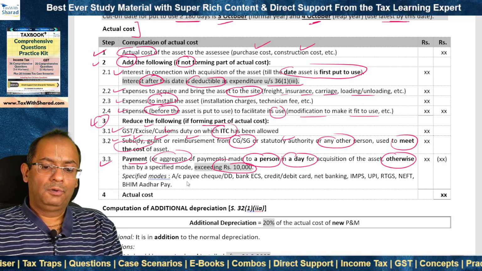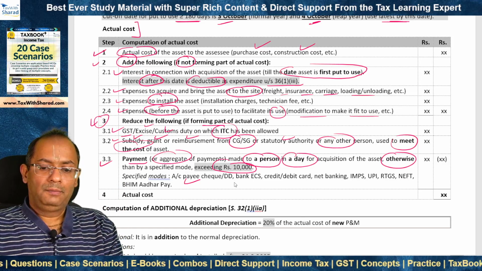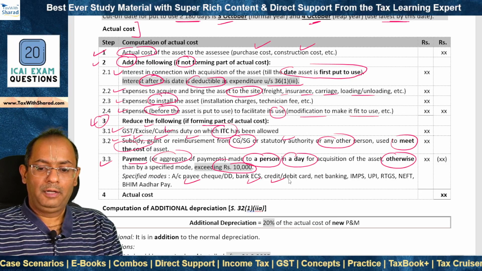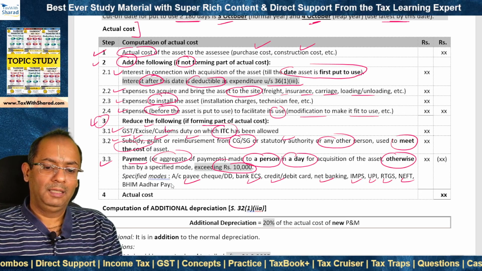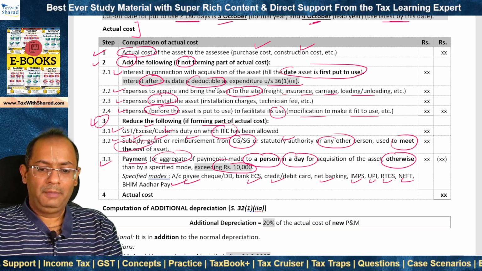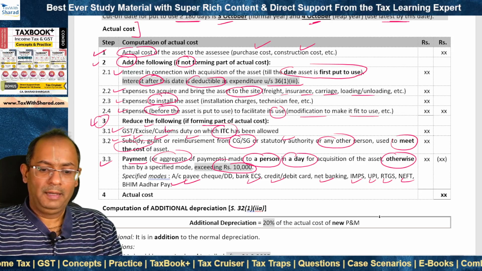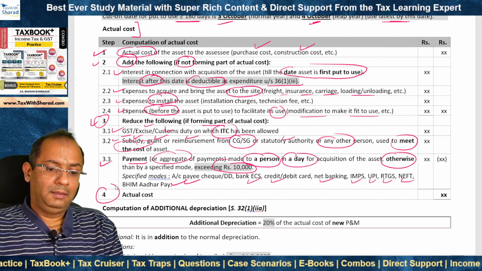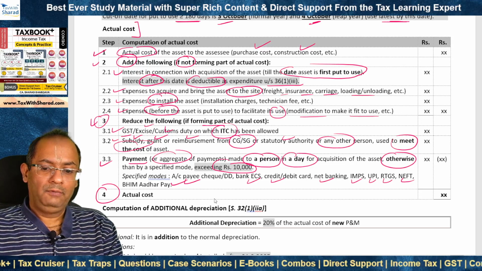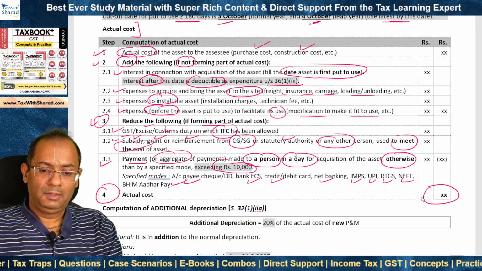What are the specified modes? Account payee cheque or draft, bank ECS, credit or debit card, net banking, IMPS, UPI, RTGS, NEFT, BHIM, Aadhaar Pay. For example, payment made by cash or by bearer cheque or by uncrossed cheques. So these are the examples, and then after steps 1, 2 and 3, we arrive at what is the actual cost for the asset.